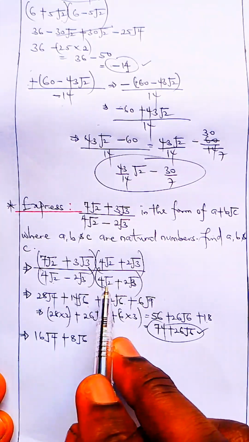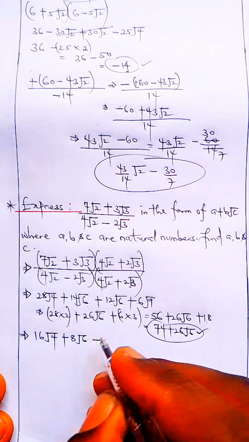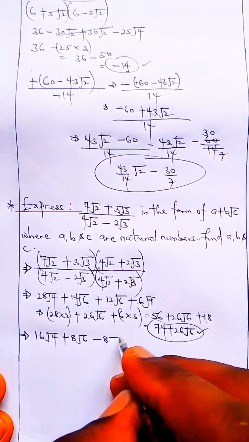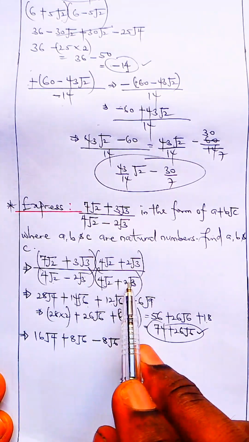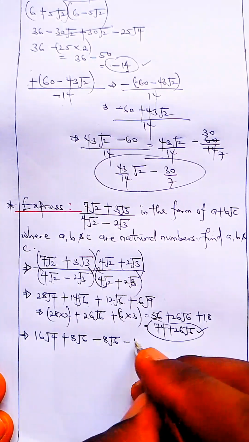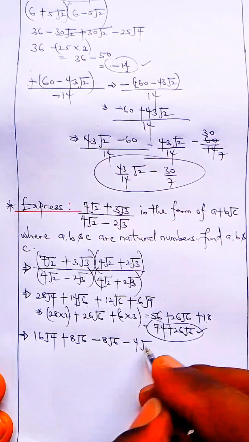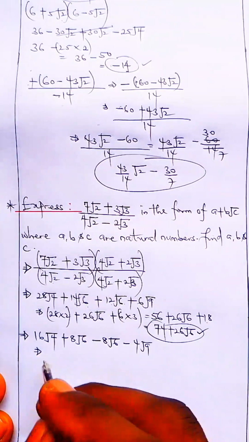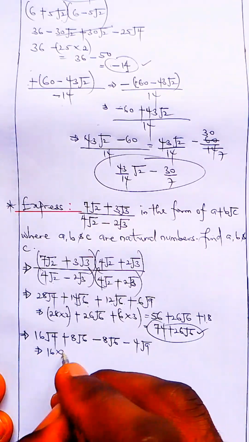Minus 2 root 3 times 4 root 2. Minus times plus is minus. 4 times 2 is 8. Root 3 times root 2 is root 6. Minus times plus is minus. 2 times 2 is 4. Root 3 times root 3 is root 9. Right on spot, that's 16. Square root of 4 is 2.